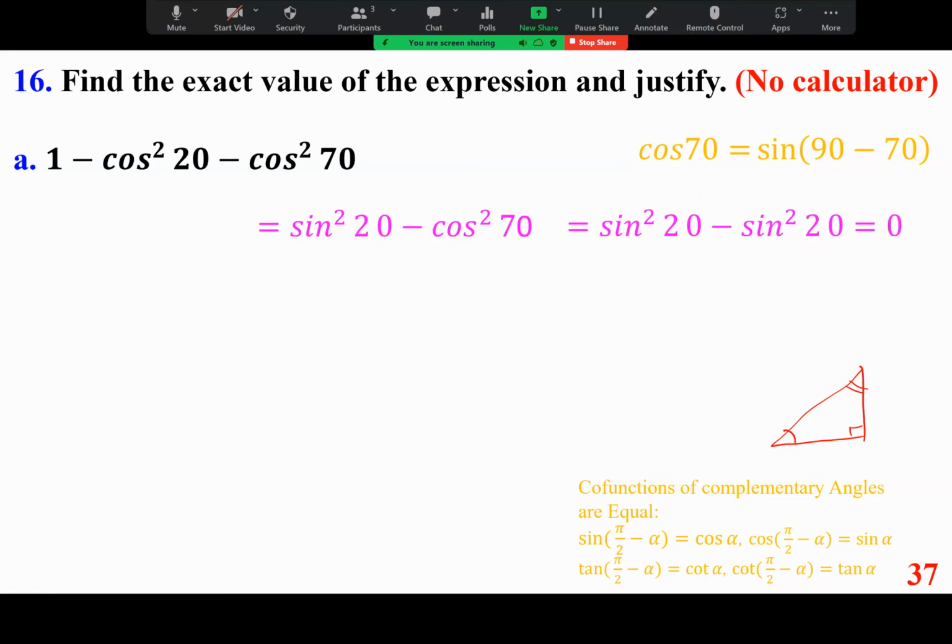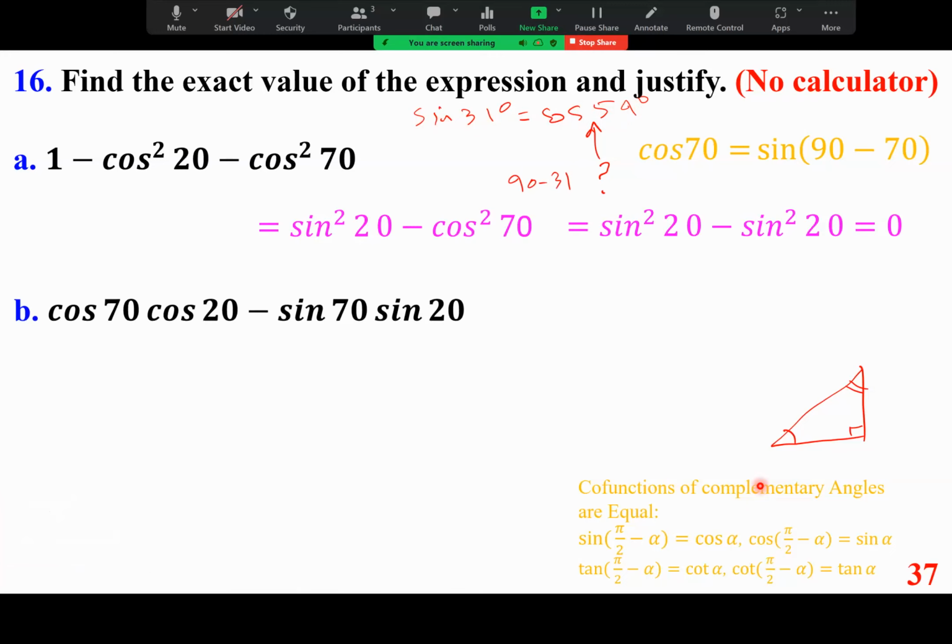As an example, sine of, let's say, 31 degrees is the same as cosine of what? You subtract 31 from 90. It gives you 59 degrees. In other words, if these two add up to 90 degrees, sine of one is cosine of the other. And why? Because sine and cosine are considered co-functions of complementary angles. Remember, that means they add up to 90 degrees.